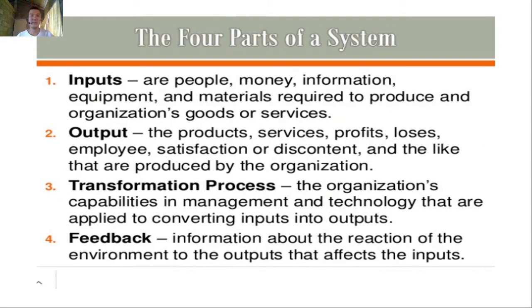The four parts of a system. First is inputs, people, money, information. So kung nakikita niyo, di ba yung sa computer, di ba meron dong input, output, or input, process, output. So basically ito rin siya. So inputs are people, money, information, equipment, and materials required to produce an organization's goods or services. Outputs: profits, losses, employee satisfaction or discontent, and the like that are produced by the organization.